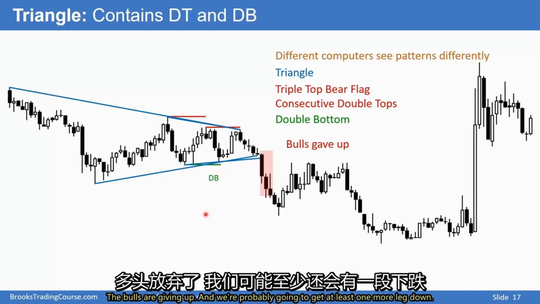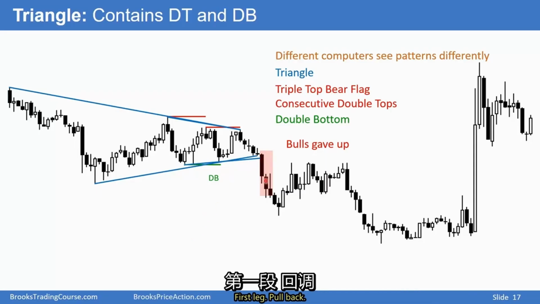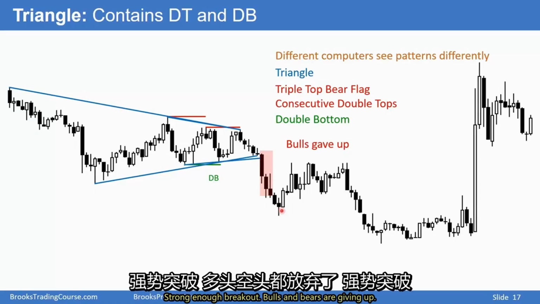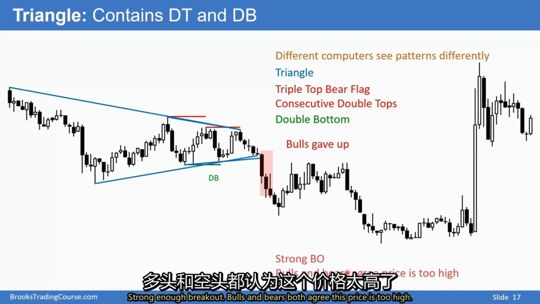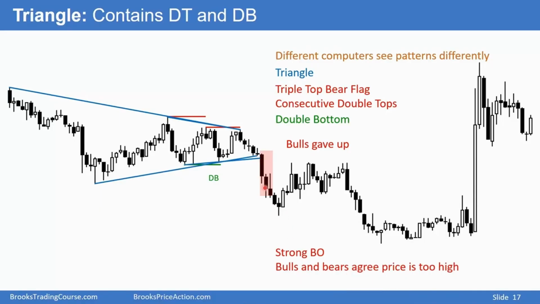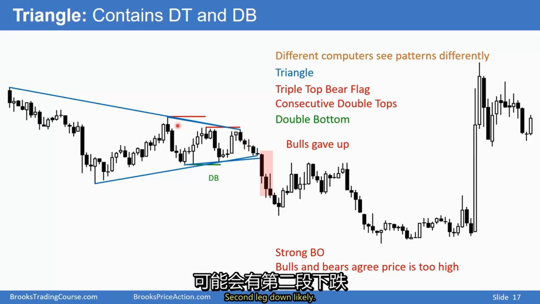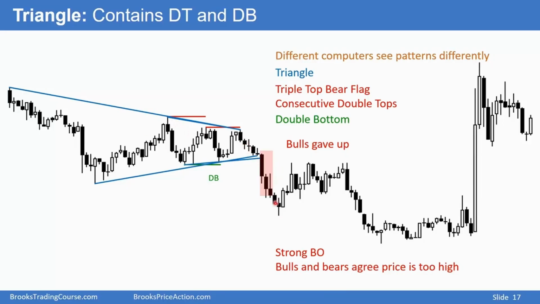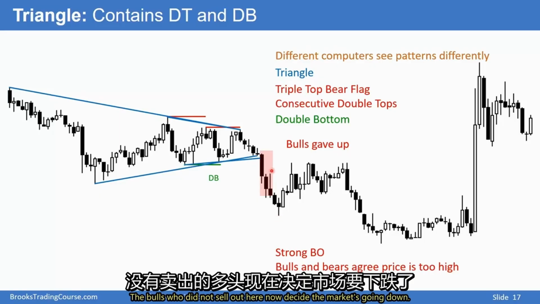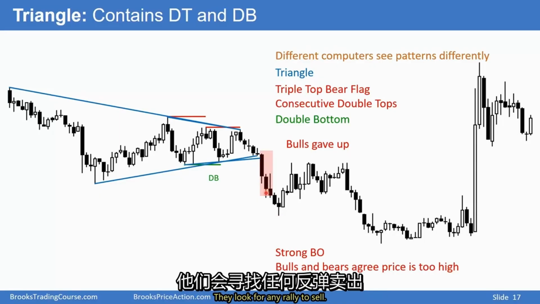Big bear bar, a second consecutive bear bar. The bulls are giving up, and we're probably going to get at least one more leg down. First leg, pullback, second leg. Strong enough breakout, bulls and bears both agree this price is too high. It has to go lower. Second leg down likely.